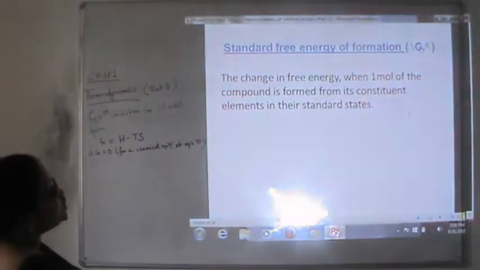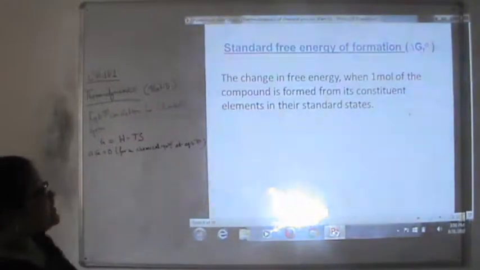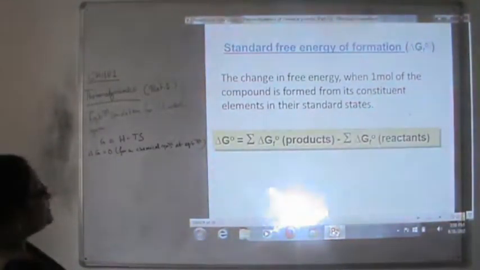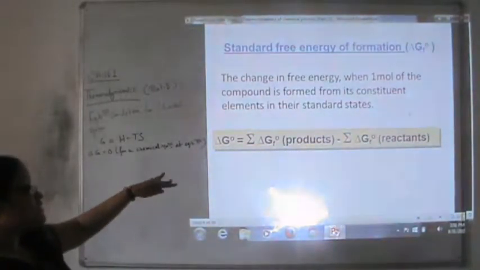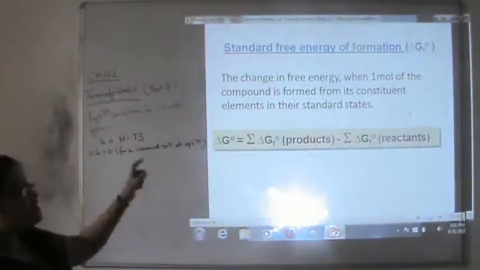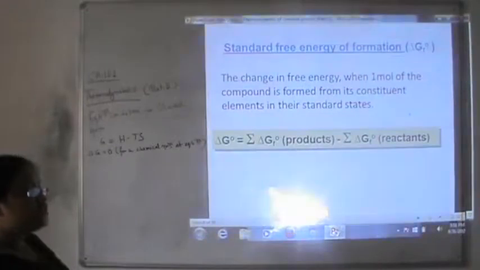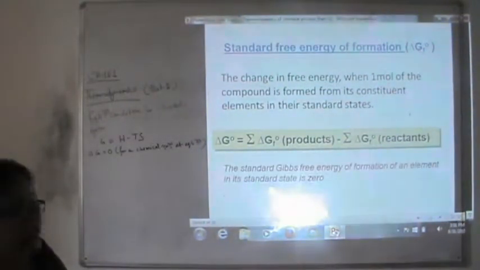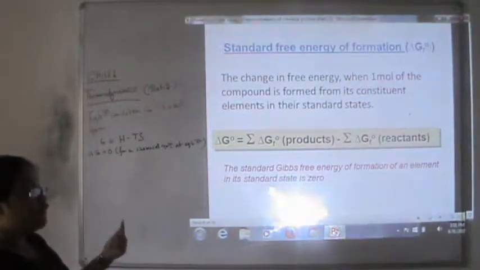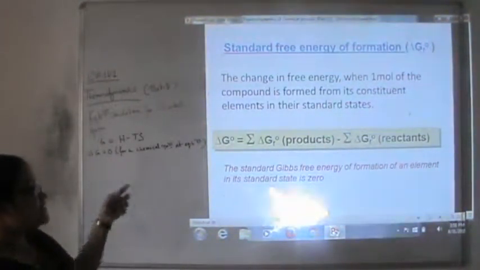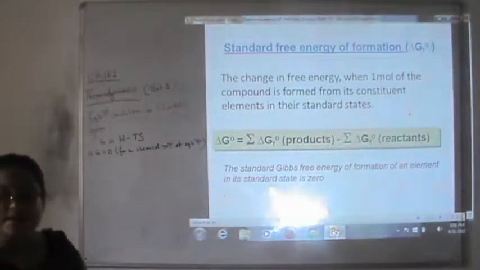The standard free energy of formation is the change in free energy when one mole of a compound is formed from its constituent elements in their standard state. Delta G zero of formation is equal to the total change in Gibbs free energy of formation of products minus the total Gibbs free energy change of formation of reactants. The standard Gibbs free energy of formation of an element in its standard state is zero, as elements are found in nature. For that reason, the standard Gibbs free energy of formation of an element is zero.